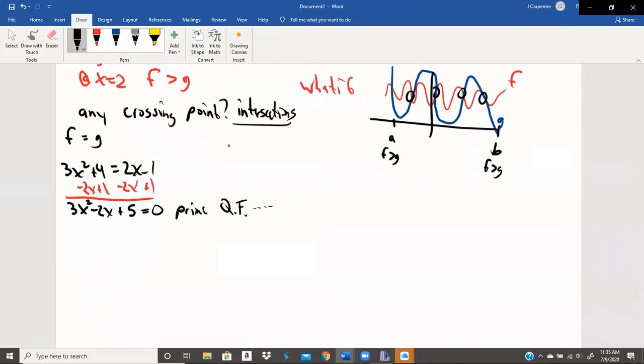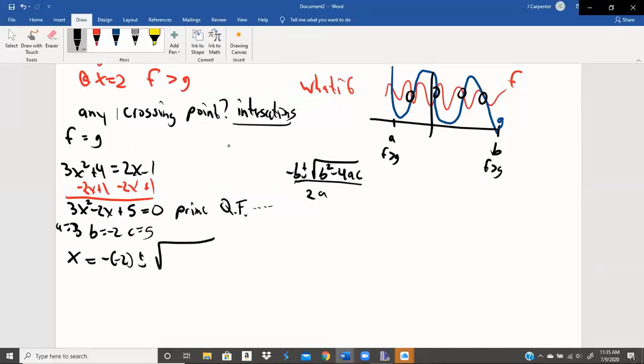So quadratic formula, remember that's negative b plus or minus the square root of b squared minus 4ac all over 2a. I've been telling all my students in pre-calc, you never ever get to forget that. Where your a is 3, your b is negative 2, your c is 5. So you go x equals negative b, so that's negative negative 2 plus or minus square root. B squared is negative 2 in parentheses squared minus 4 times 3 times 5. That's your 4ac all over 2a, which is 2 times 3. That's positive 2 plus or minus.